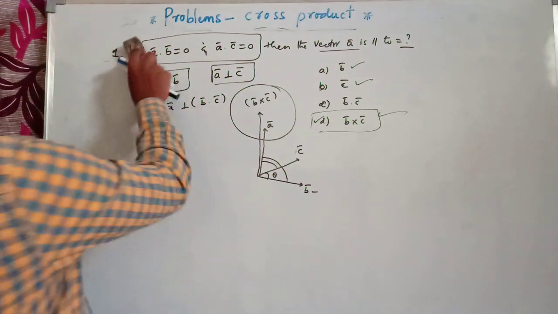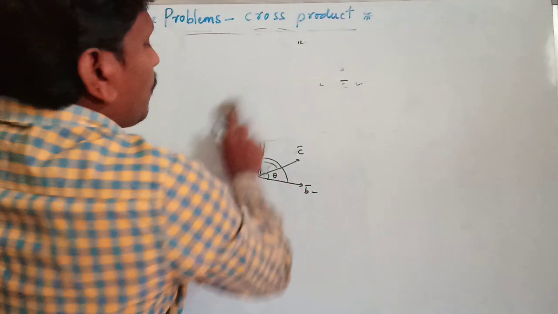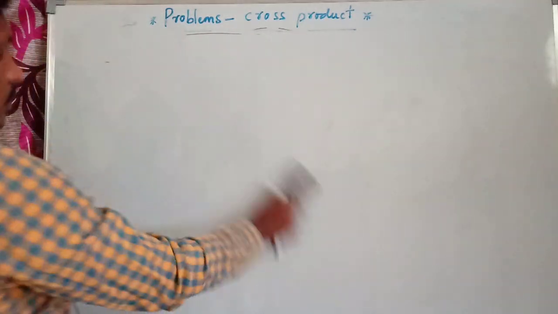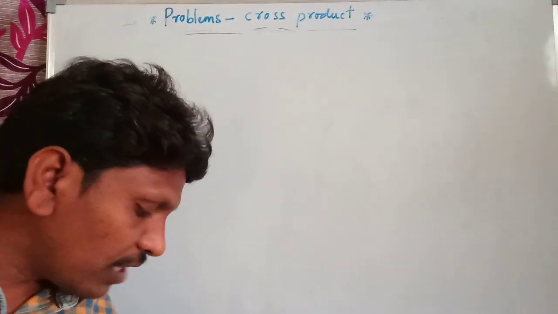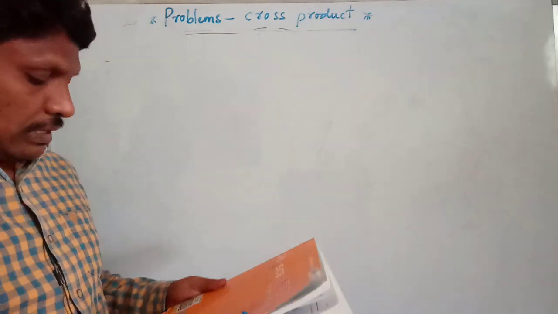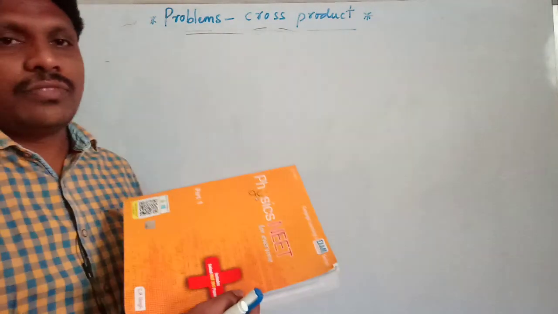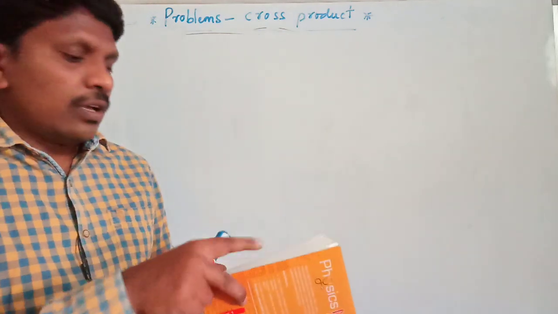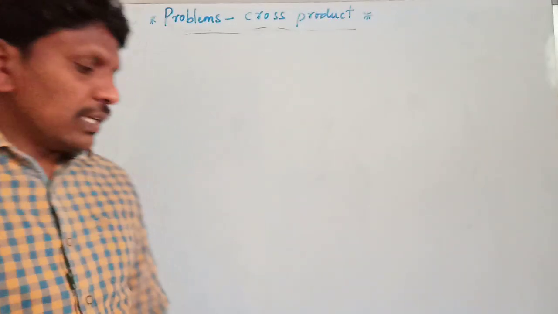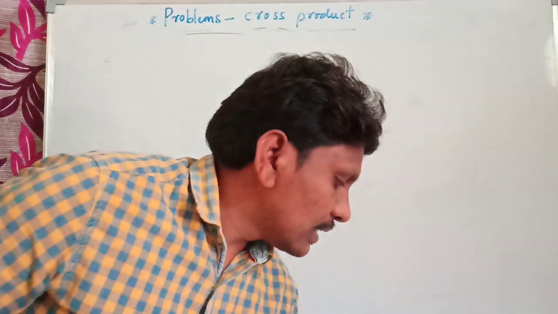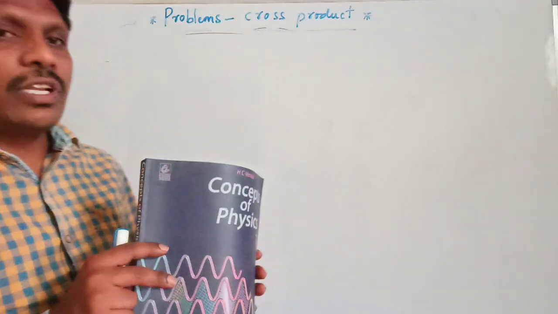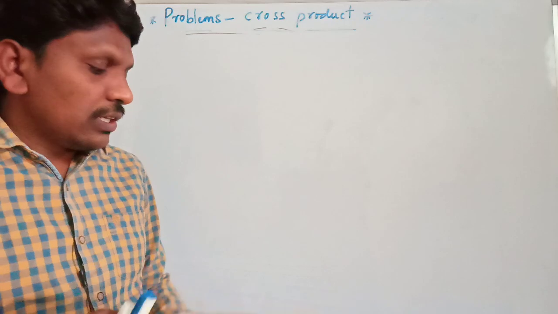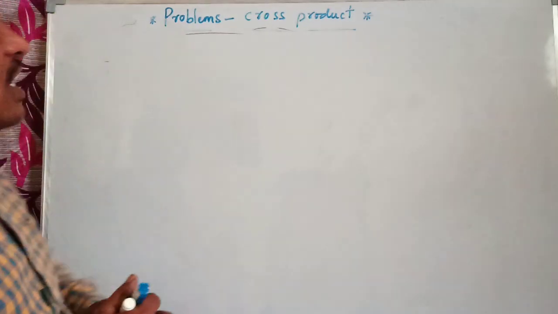Now let us see the third problem. I am using this book which is very important for the problems, that is Cengage, the author of Cengage is C.P. Singh. This is the very best book for problem solving, and there is one more book, Concept of Physics, written by H.C. Verma. This is also a very beautiful book to understand the concepts of physics. I am following this book for the concepts, and I am following Cengage for problem solving.